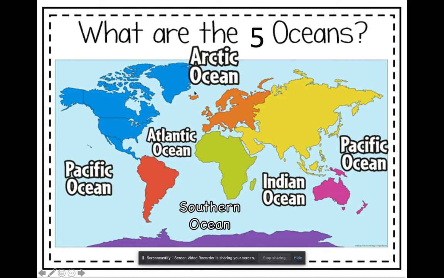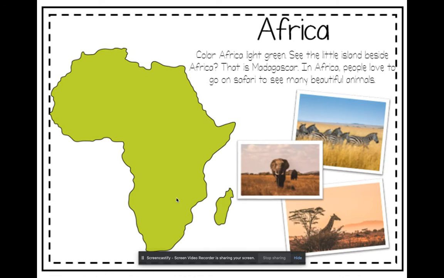The Arctic Ocean is up here at the very top. The Atlantic Ocean, and if you've been to Myrtle Beach, you've been swimming in the Atlantic Ocean. That is the ocean that's closest to us, and it's in this little spot in between all of these countries and continents. The Indian Ocean is this little spot in this circle. And then we have the Southern Ocean, which means part of the south, so it is down here at the bottom, right above Antarctica.